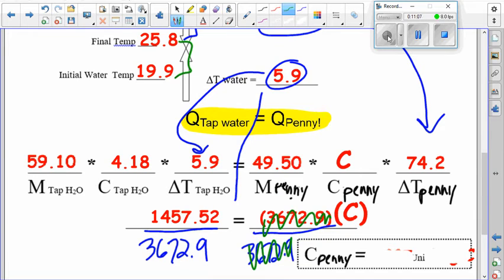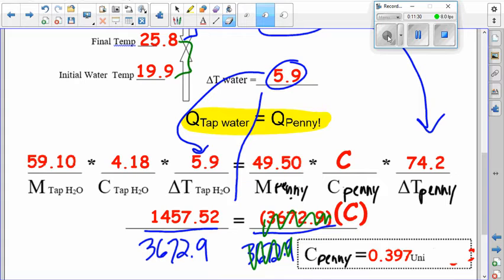What is 1,457.52 divided by 3,672.9? What is that? Should be number less than 1. 0.397. So I was going to put that 7 on there. You could call it 0.402 if you want to round to 2 decimals.